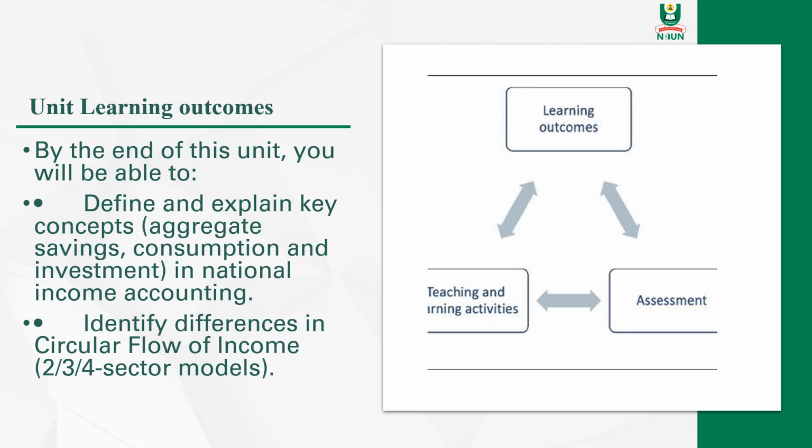What are the learning outcomes? At the end of this unit, you should be able to define and explain key concepts: aggregate savings, consumption, and investments in national income accounting. Identify differences in circular flow of income, the 2, the 3, and 4 sector models. And also familiarize yourself with national income, disposable income, and per capita income.